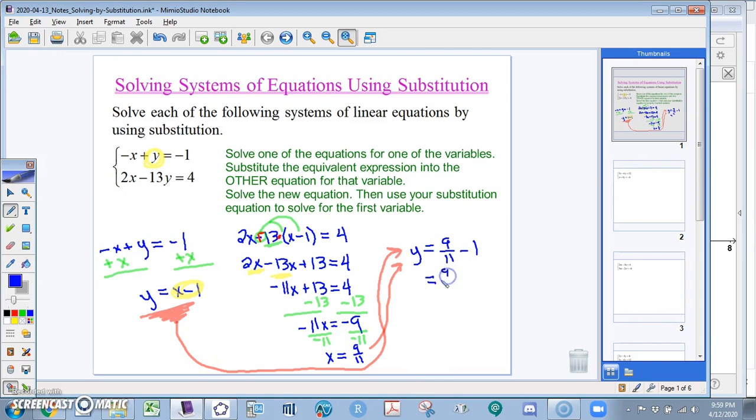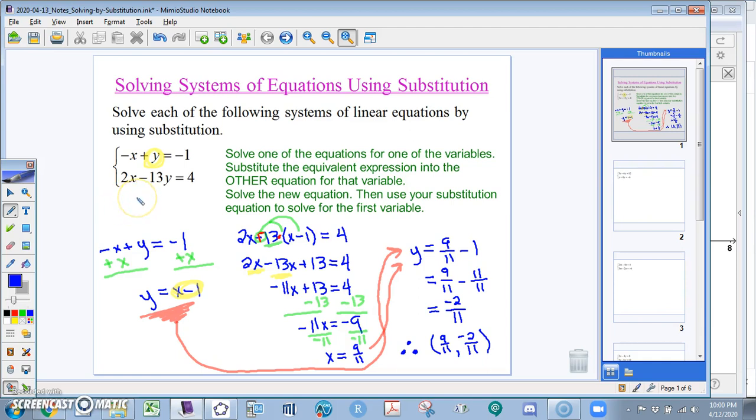Well, you've got to know a little bit of fractions here. 1 is 11/11. I need a common denominator in order to add those fractions. So I get 9 minus 11, which is negative 2. You add or subtract the numerators and keep the one denominator, so negative 2/11. Therefore, my point of intersection, or what's called my solution to the system of equations, is 9/11, comma, negative 2/11. And that is definitely not a point of intersection we would have seen very easily if we had done this by graphing.